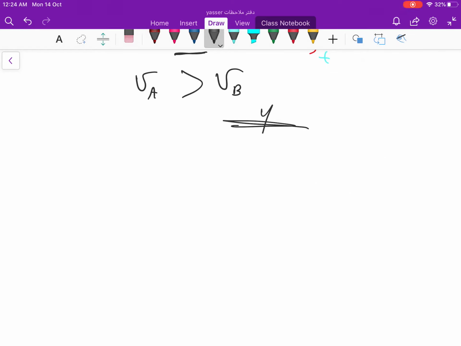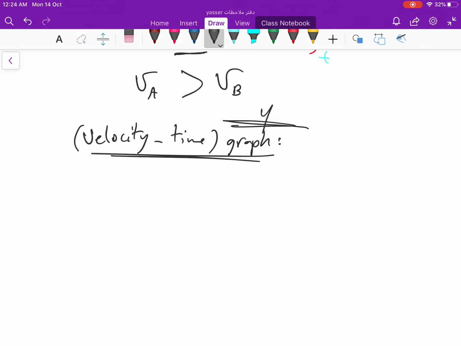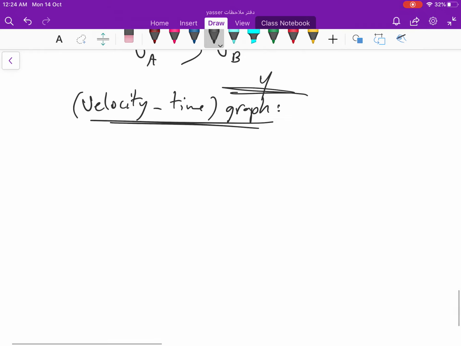We are going to continue the velocity time graph. We stopped at that point last time, so we are going to continue from there in velocity versus time graphs. The graph is very important in physics. Of course, it will describe the motion.